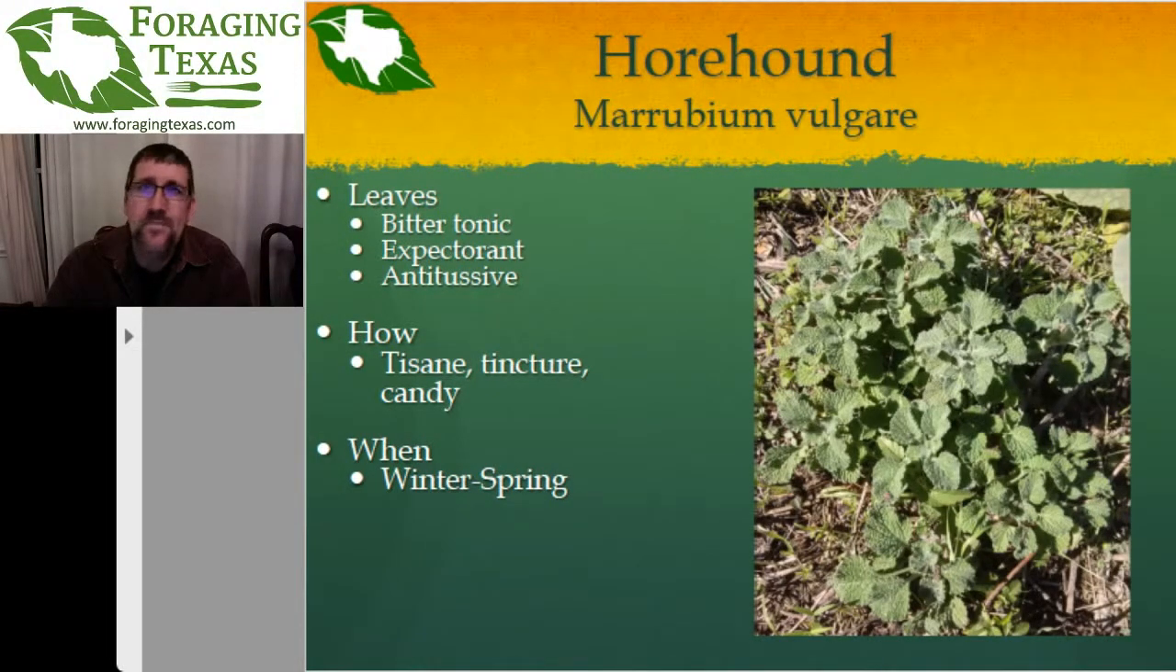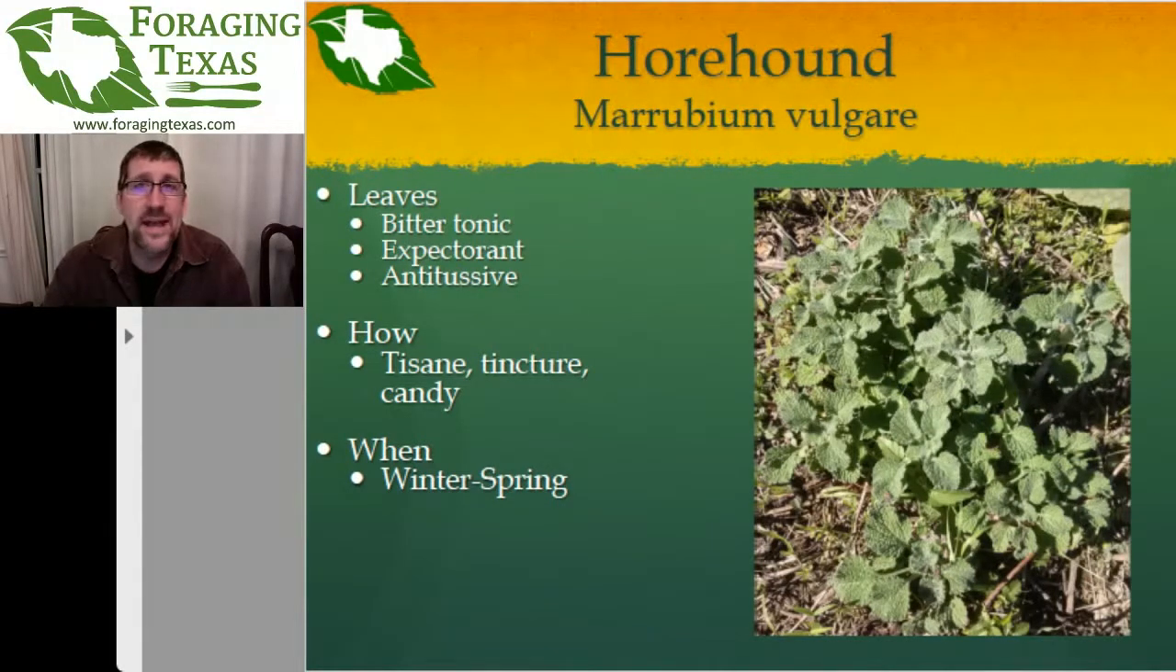The traditional way is making a candy out of it, where you basically make a strong horehound tea, boil it down with sugar, throw some cream of tartar in there, and it makes these nice lozenges. And the instructions and how-to can be found on the horehound page on www.foragingtexas.com. So the candy is easy to make.